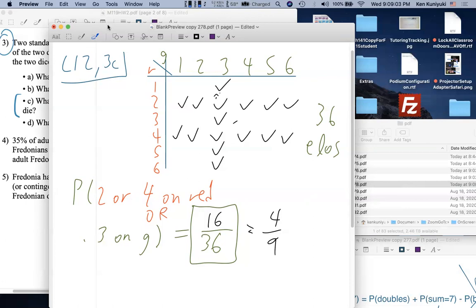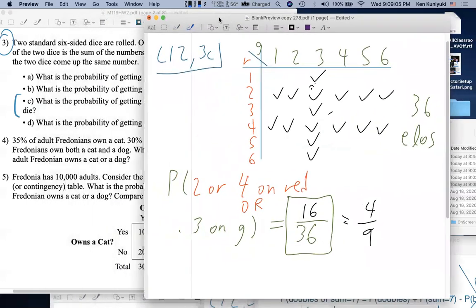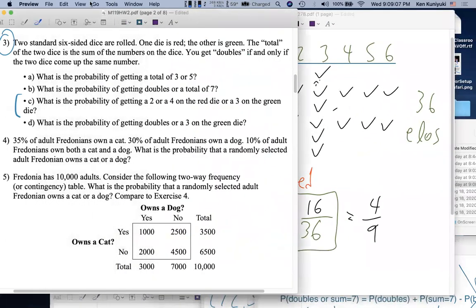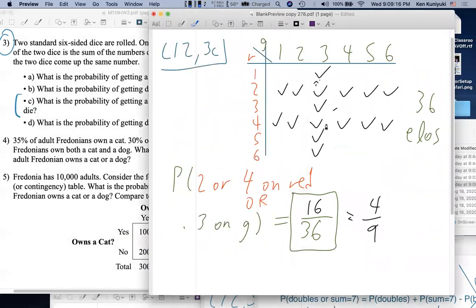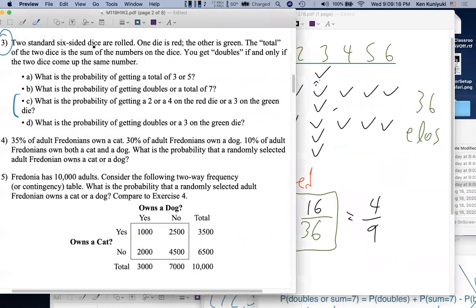Any questions on 3C before we go to 3D? This is okay because once we get through this, that's a good chunk of the homework. Plus I do expect some work here. Finally, D, the probability of getting doubles or a 3 on the green die. Again, I would recommend doing the table.